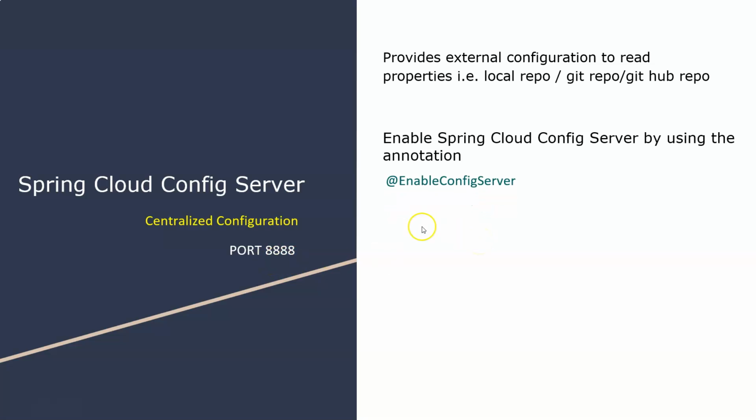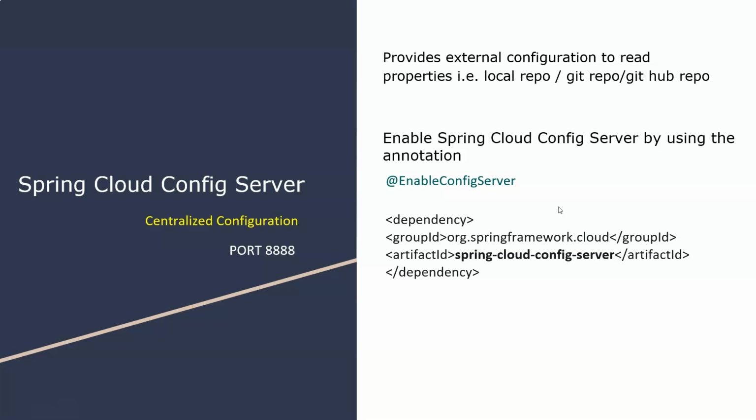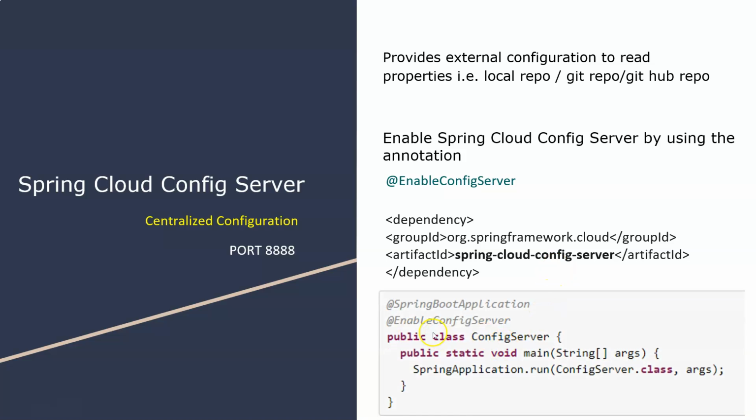Now, if you have to use your config server, you need to make use of the @EnableConfigServer annotation to enable the Spring Cloud config server. And you also need to add this particular dependency in your pom.xml file. This is how your piece of code will look. You need to make use of the @EnableConfigServer annotation.